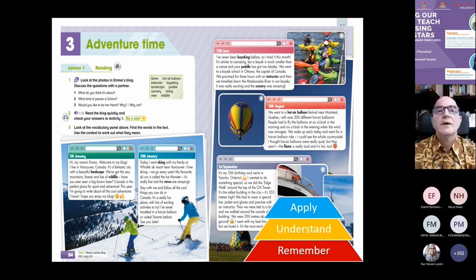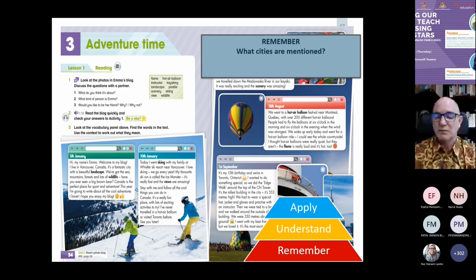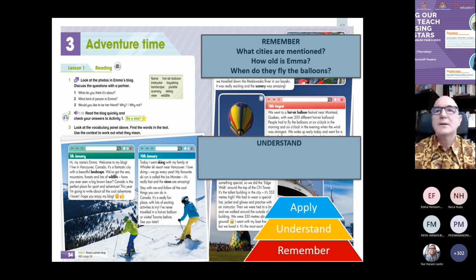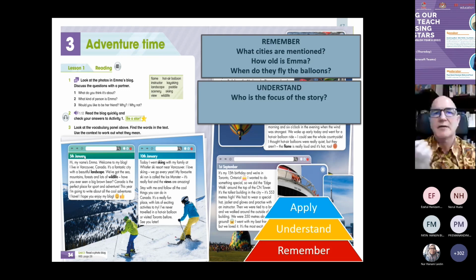So if we think about remember, we might have things like what cities are mentioned, very simple. How old is Emma? And when do they fly balloons? These are very simple questions that students can read and remember the answers to. Okay, building on understanding. Who is the focus of the story? There are other people in the story, so by thinking about who it is, we can get a clear idea that the focus is Emma.